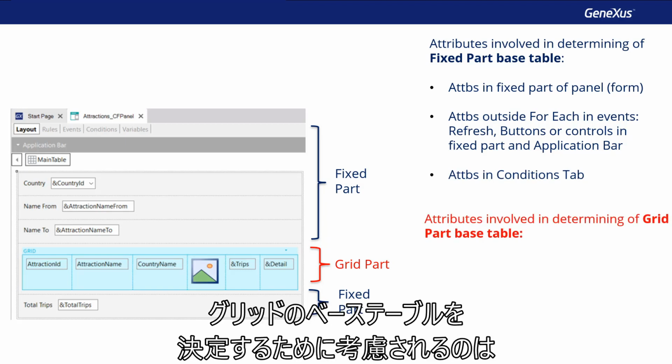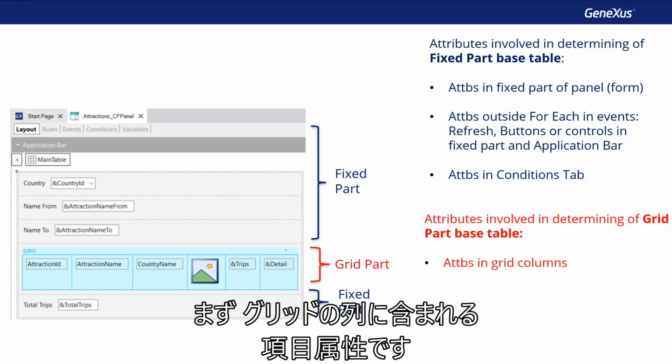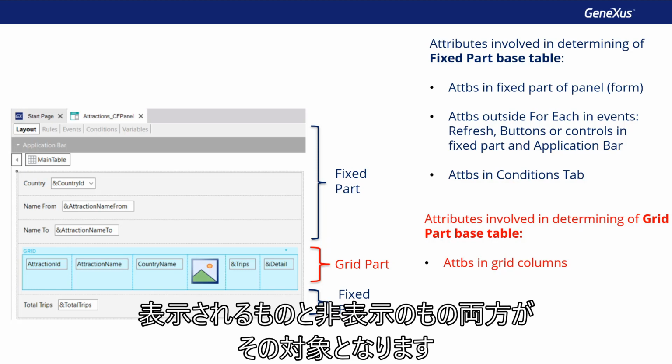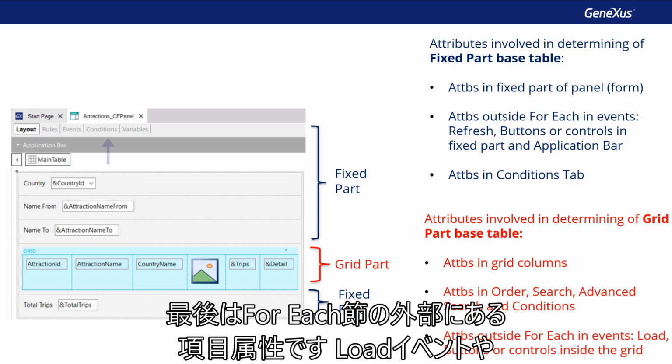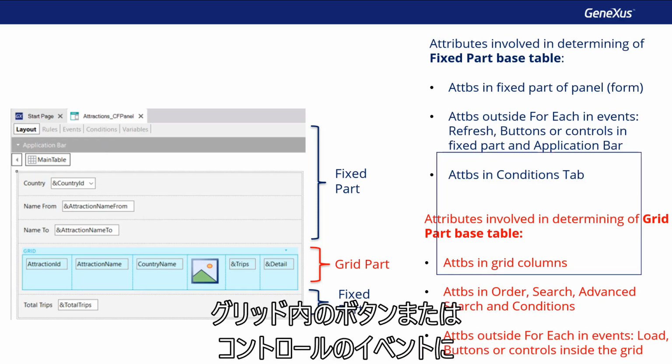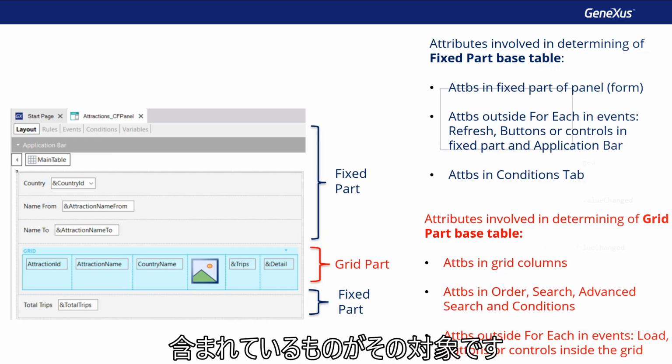To determine the grid's base table, the attributes included in the grid columns, both visible and hidden, the attributes referenced in the grid order, search, advanced search, and conditions, and the attributes outside the for each clauses included in the load event and in the button or control events within the grid will be taken into account.